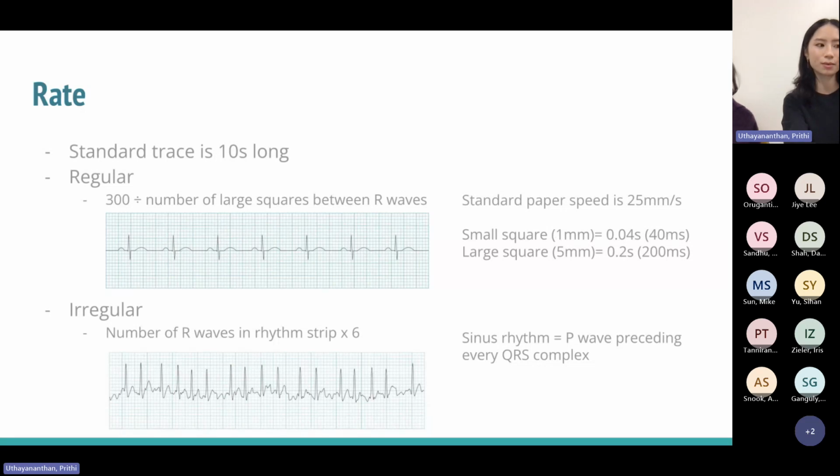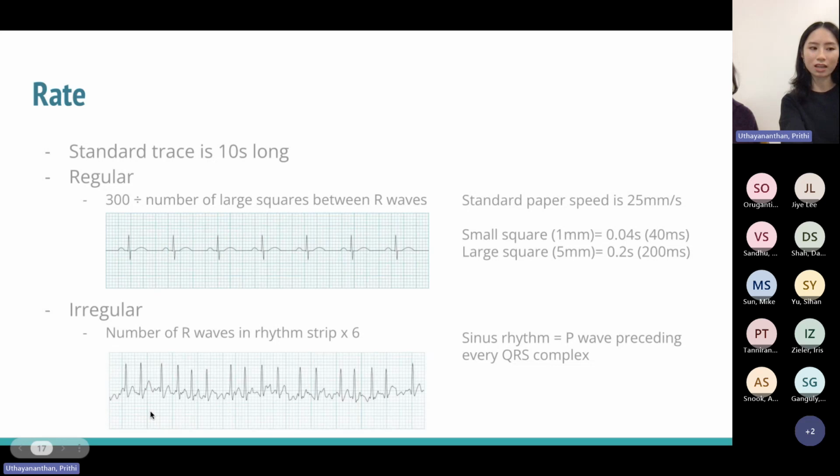If it has a regular rhythm, you work out the rate by dividing 300 by the number of large squares between each R wave. Like in this case, it's around 3.5 big squares between each R wave. So the rate would be 300 divided by 3.5, which is roughly 85 beats per minute, which is normal.